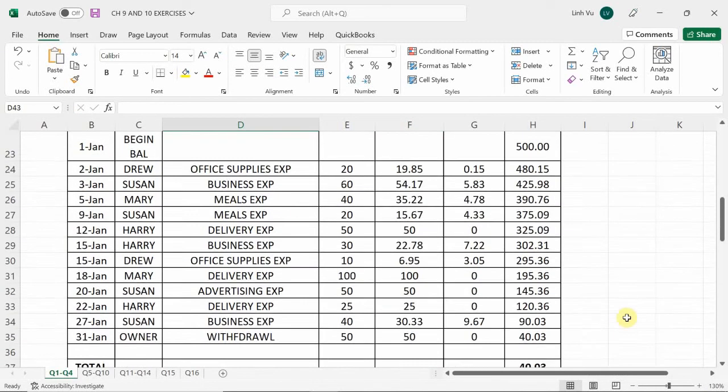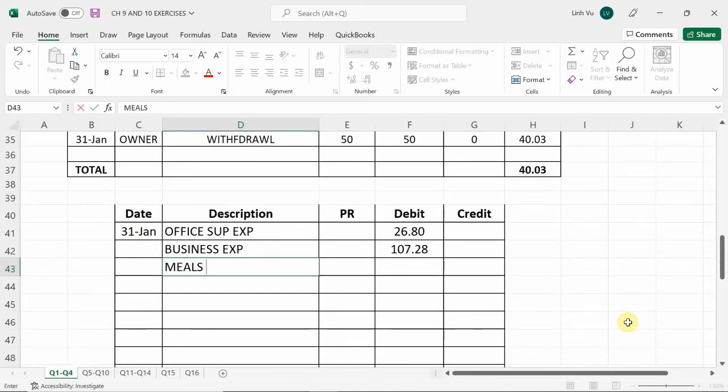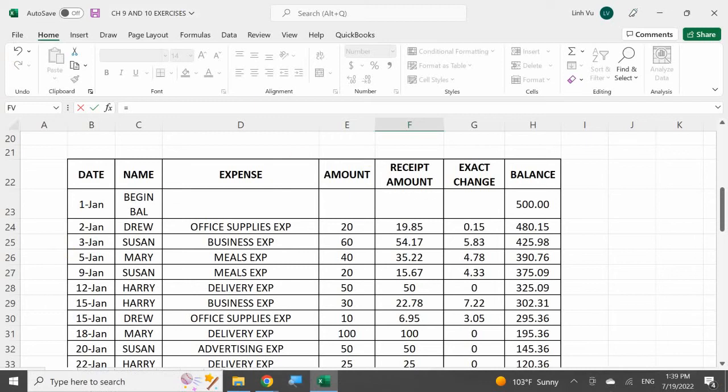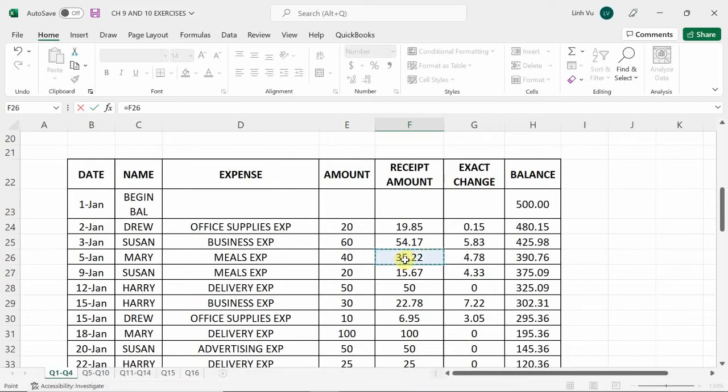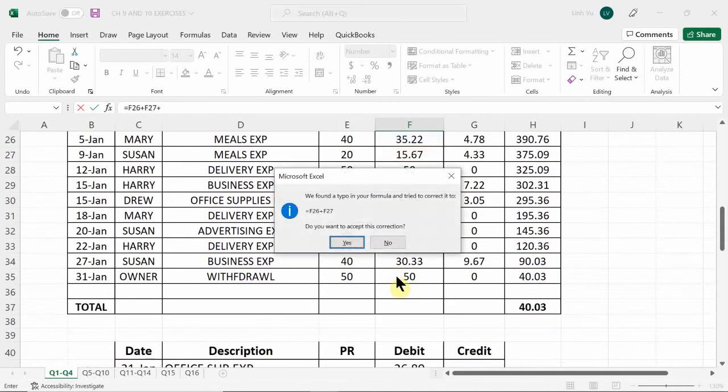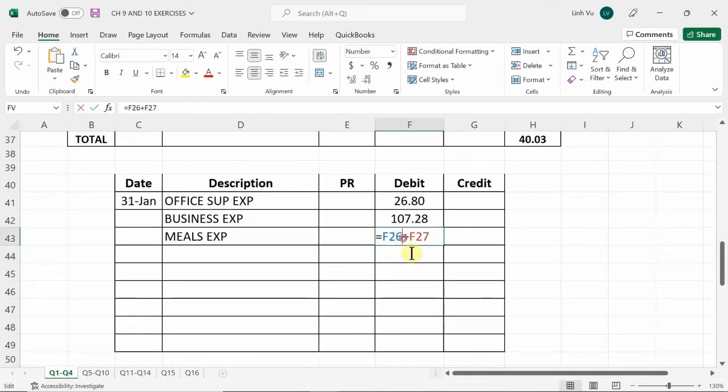Next is meals expense. Let's see. Our first meal was taken by Mary for $35.22. Then we got another one by Susan for $15.67. That's it, right? Yes, so I have $50.89. Okay, good. What's next?